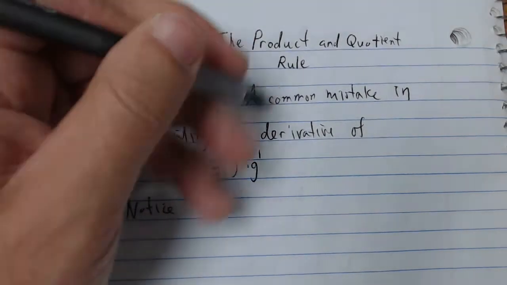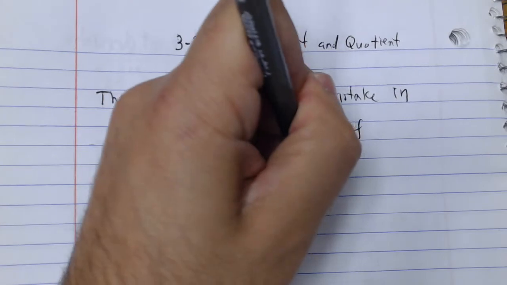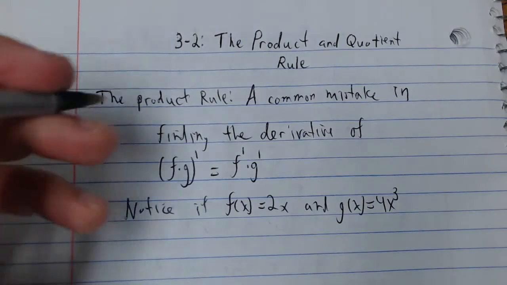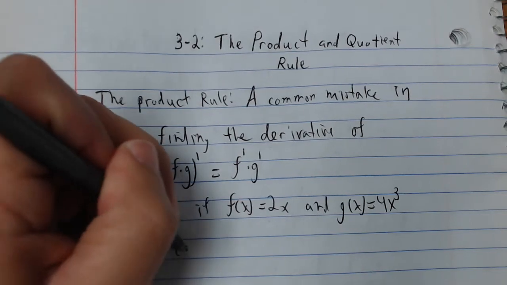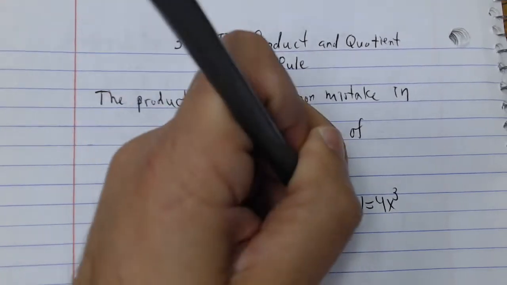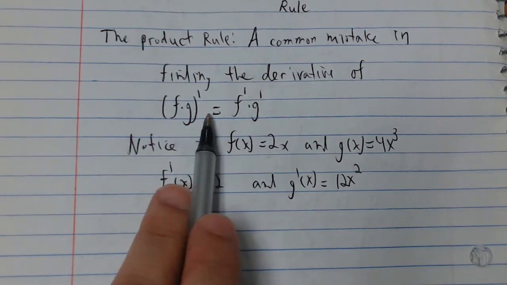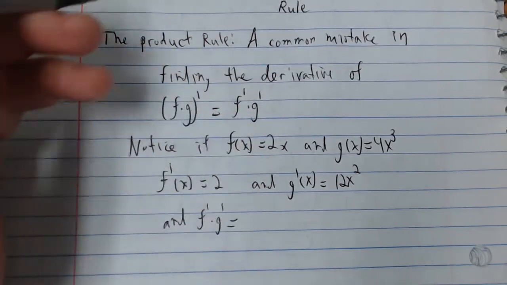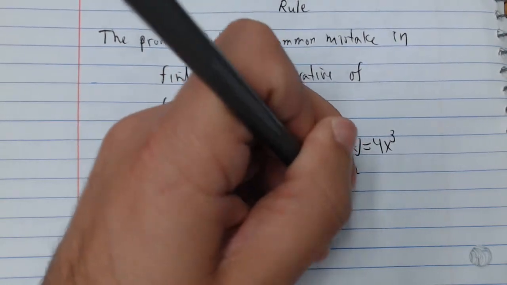Let's say f of x equals 2x and g of x equals 4x cubed. If f of x is 2x, then f prime of x will be 2, and g prime of x will be 12x squared. If we were to follow this rule, f prime times g prime would be 2 times 12x squared, which is 24x squared.